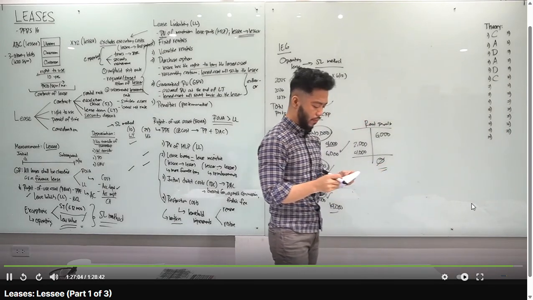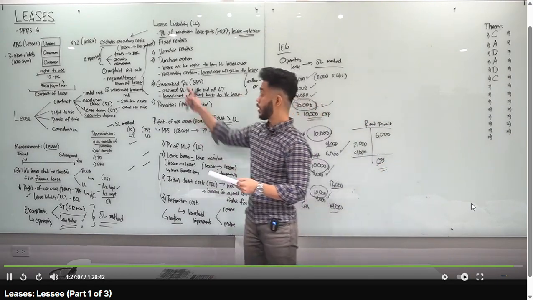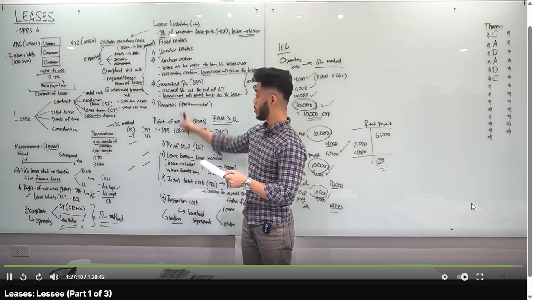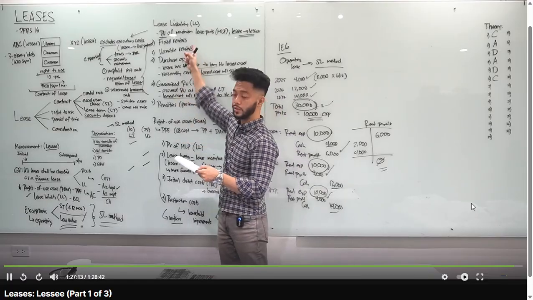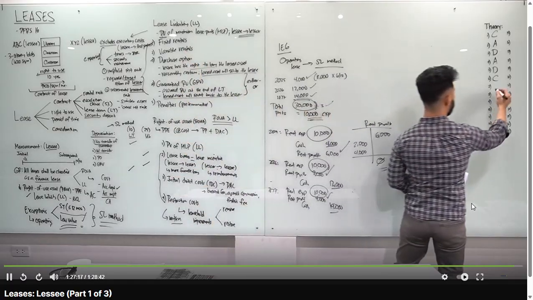Number 7, under IFRS 16, minimum lease payments may include bargain purchase option or yung purchase option, yes. Guaranteed residual value, yes. Periodic rental payments, yung fixed rentals, yes. So, D yan, any of these for number 7.